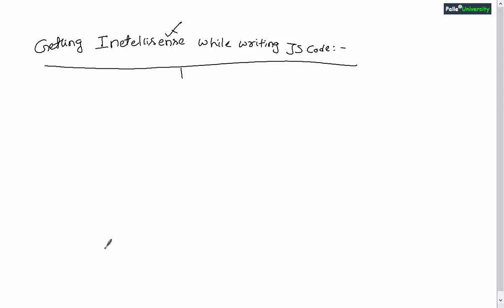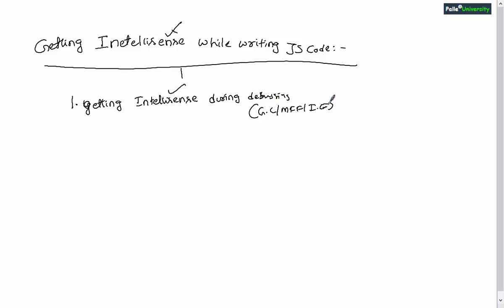Now let me explain the first technique. The first technique is getting IntelliSense during debugging. Remember, we can get the IntelliSense while debugging the JavaScript code in different browsers like Google Chrome, Mozilla Firefox and Internet Explorer. But in the current session, I will explain how to get the IntelliSense while debugging the JavaScript code in the Google Chrome browser. So this is one way of getting the IntelliSense window during debugging time.